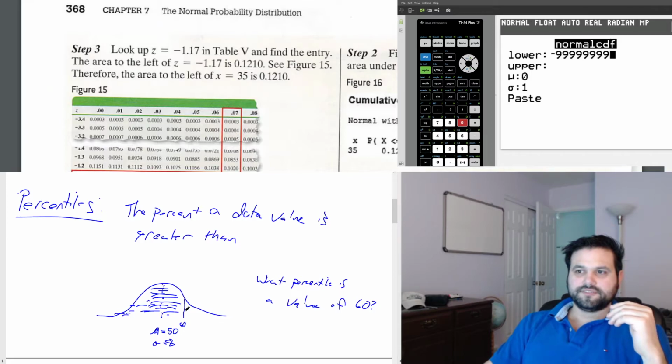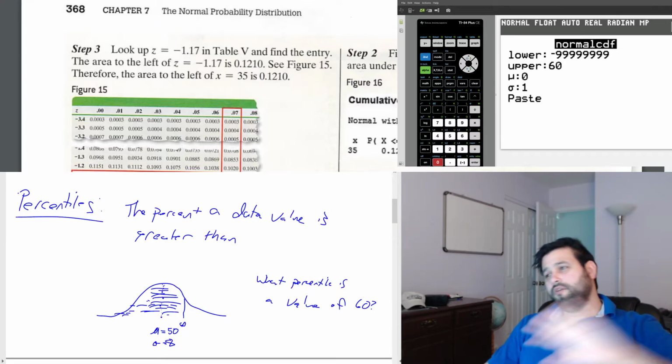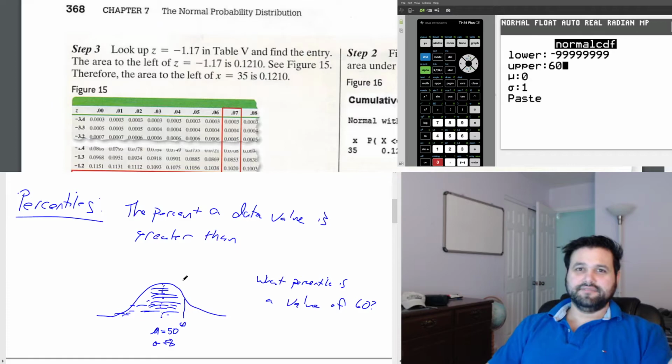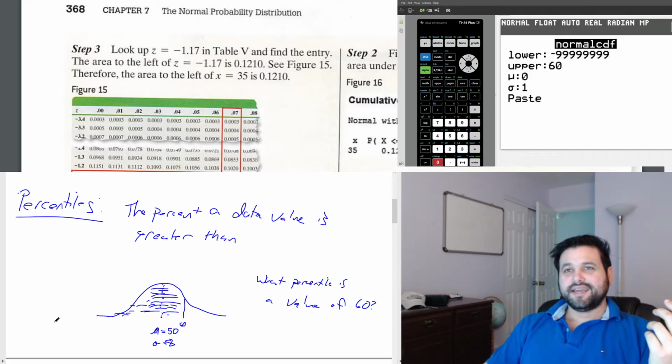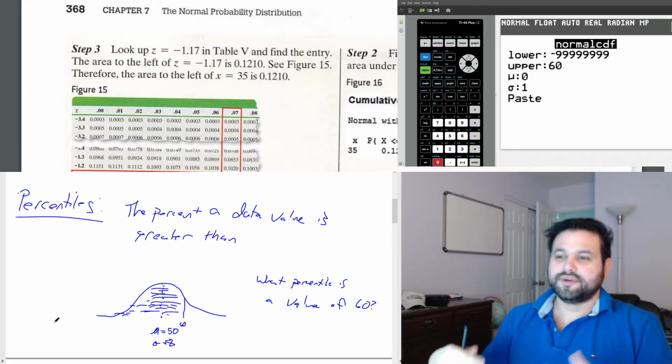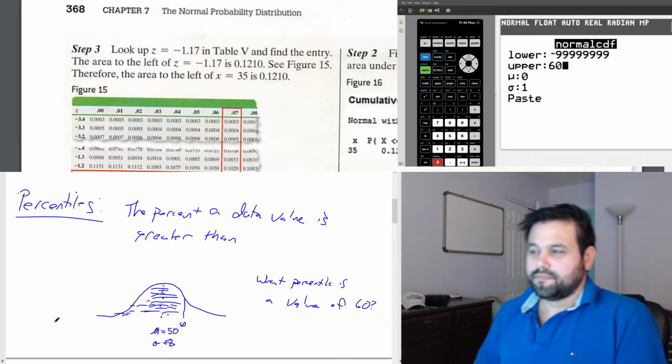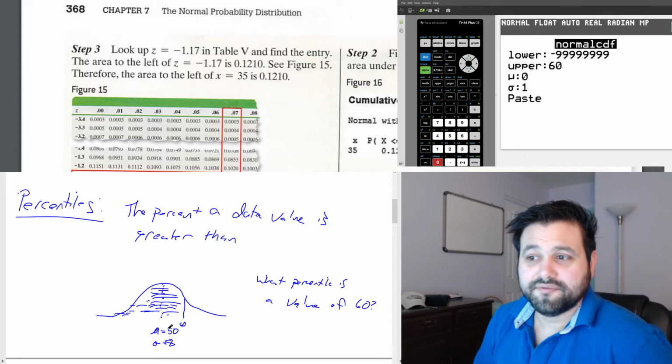So I'm going from 60, which is going to be my upper bound. So I'm going to type that into my upper bound. And I want everything to the left. So I'm going to go all the way to the -9999999, right? So I'm going to make this huge negative number, and that will be sufficient to sort of stand in place of negative infinity, right? Because obviously we can't type in negative infinity, but it's far enough away from 50 that that'll work.